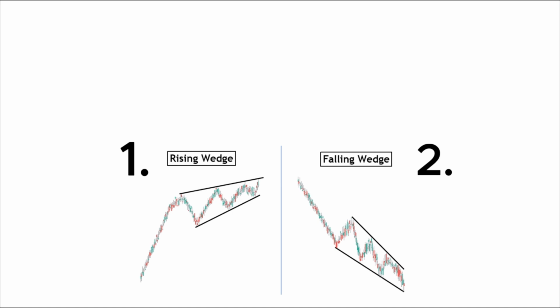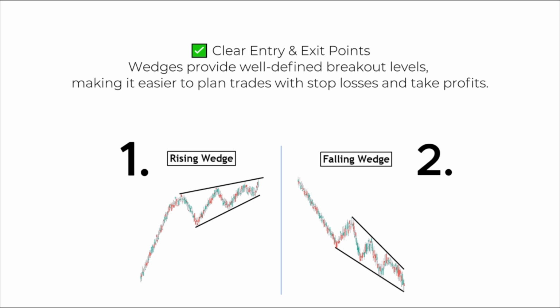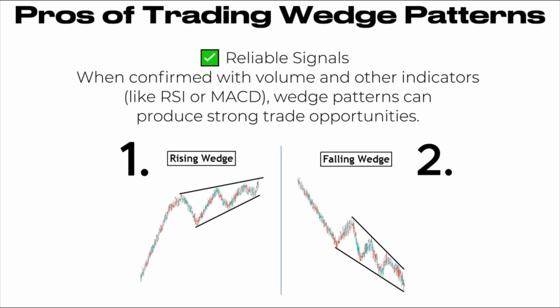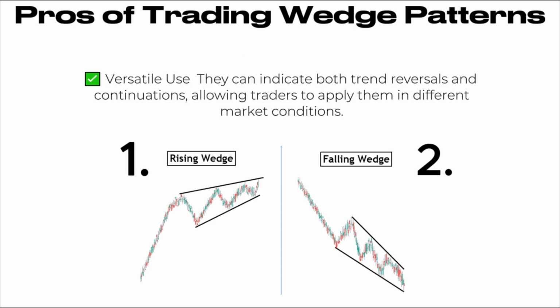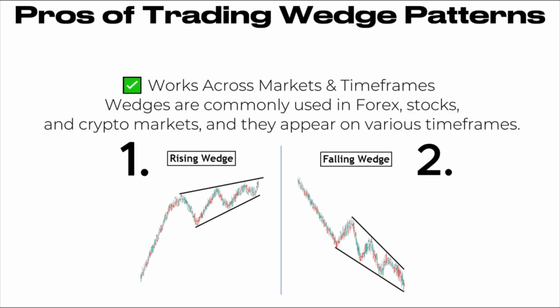Pros of trading wedge patterns. Clear entry and exit points: wedges provide well-defined breakout levels, making it easier to plan trades with stop losses and take profits. Reliable signals: when confirmed with volume and other indicators, like RSI or MACD, wedge patterns can produce strong trade opportunities. Versatile use: they can indicate both trend reversals and continuations, allowing traders to apply them in different market conditions. Works across markets and timeframes: wedges are commonly used in forex, stocks, and crypto markets, and they appear on various timeframes.